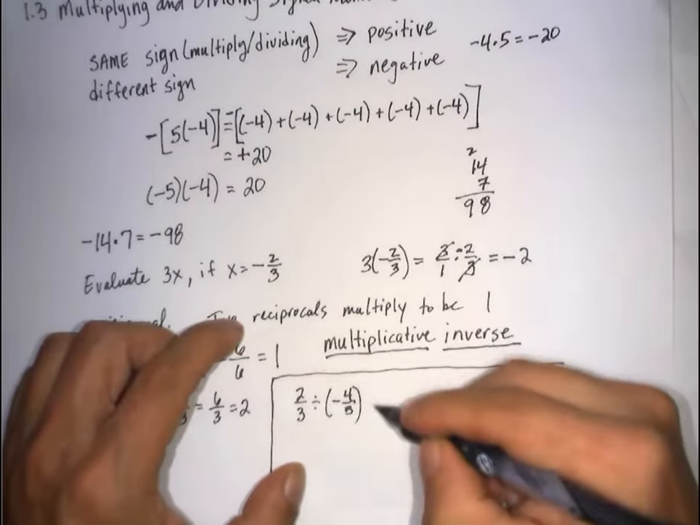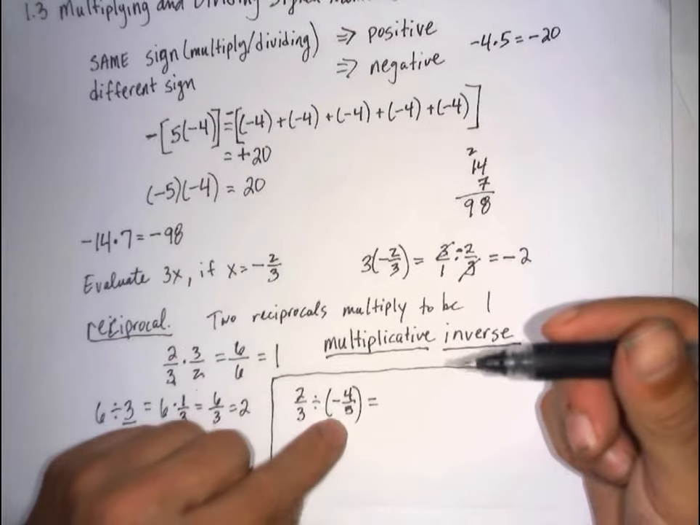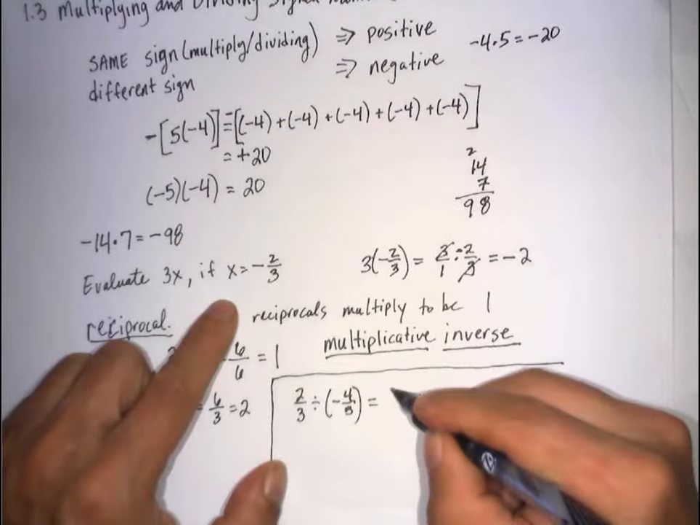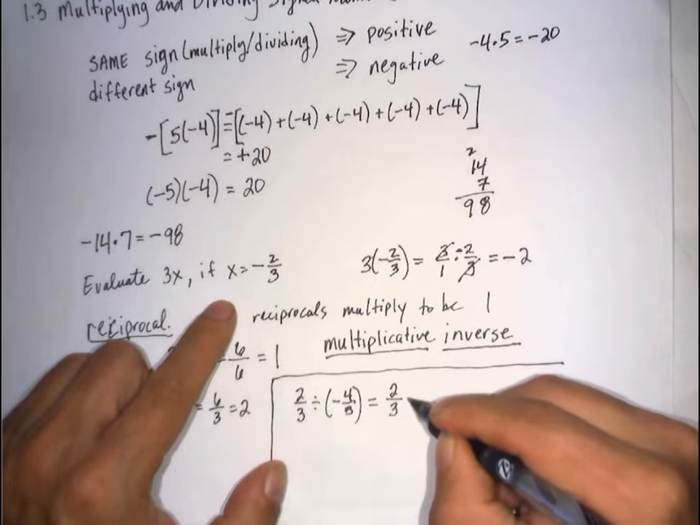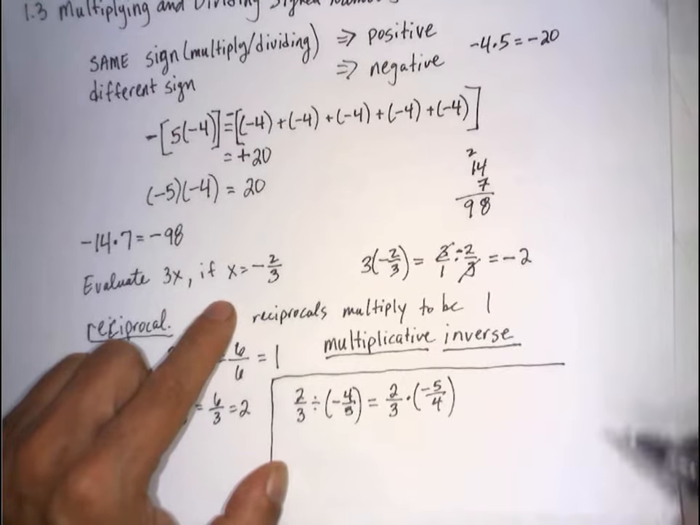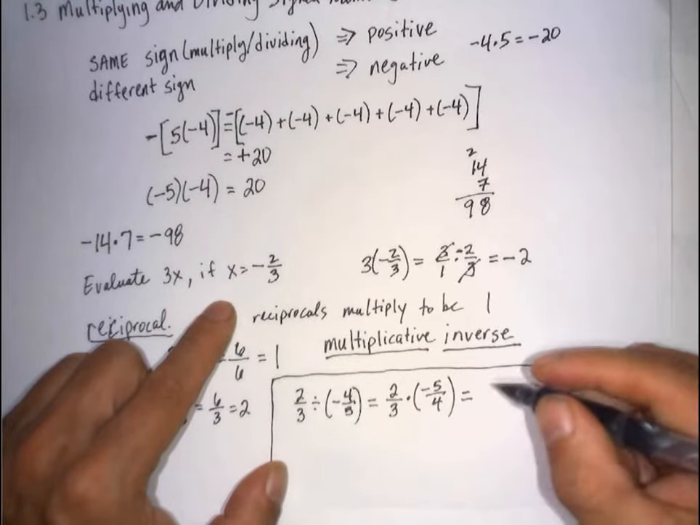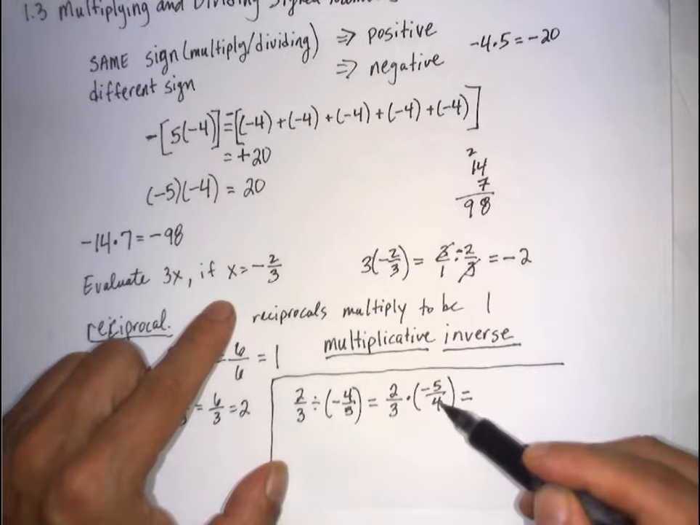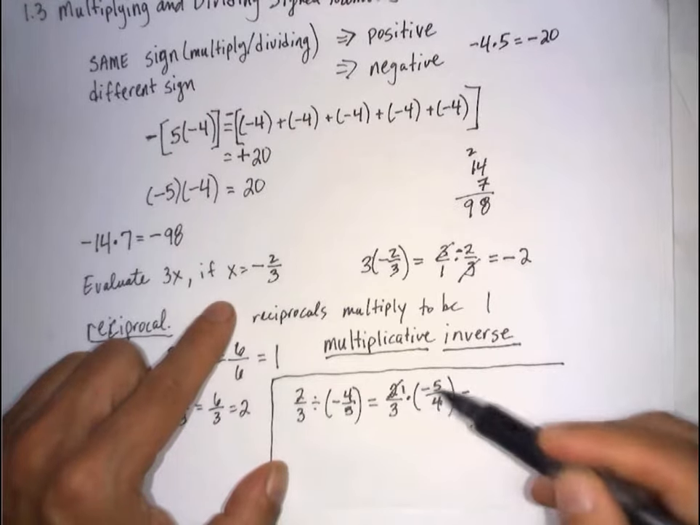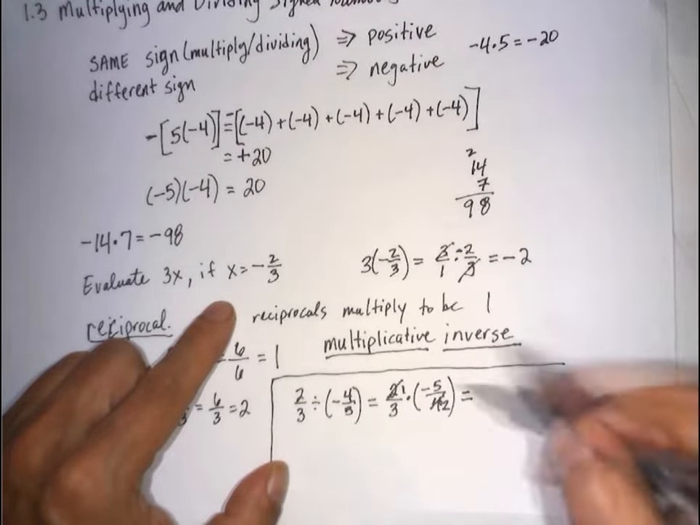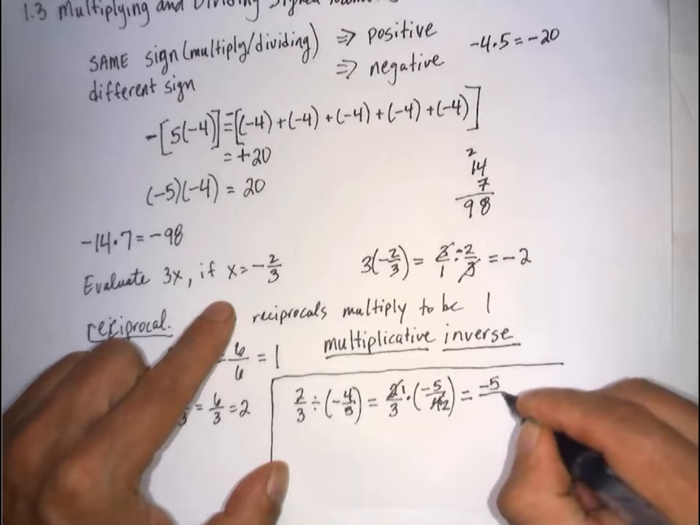Okay. Now, when we find the reciprocal, the sign doesn't change. All it does is change the fraction. So we can rewrite this as 2/3 times negative 5/4. And we can see here that we can reduce before we multiply, because 2/4 is 1/2. And what's left in the top? 1 times negative 5 is negative 5. And in the denominator, we have 3 times 2, which is 6.